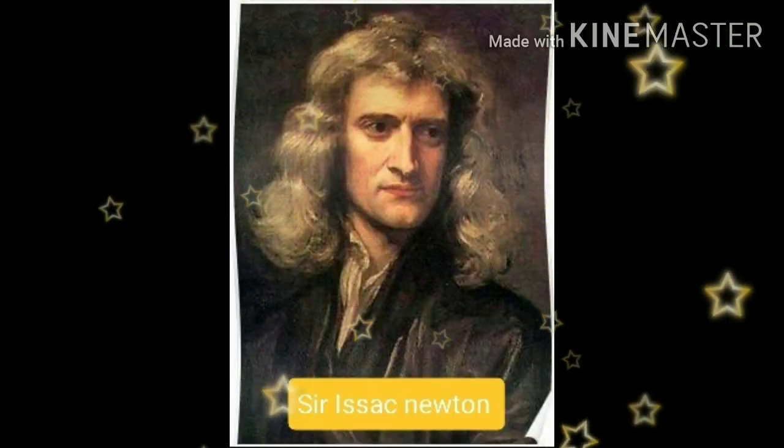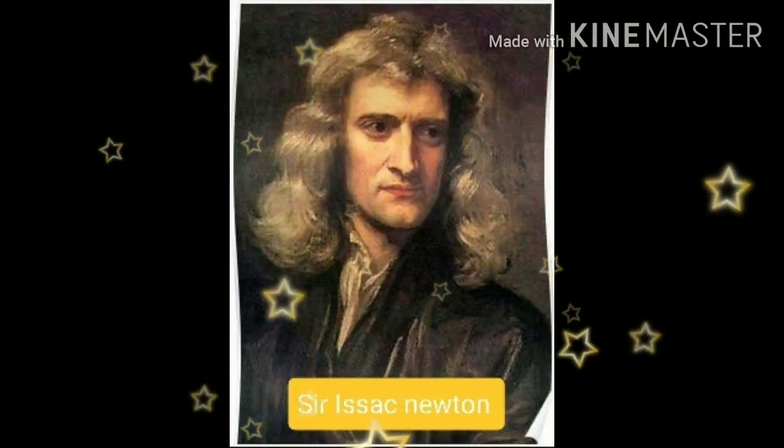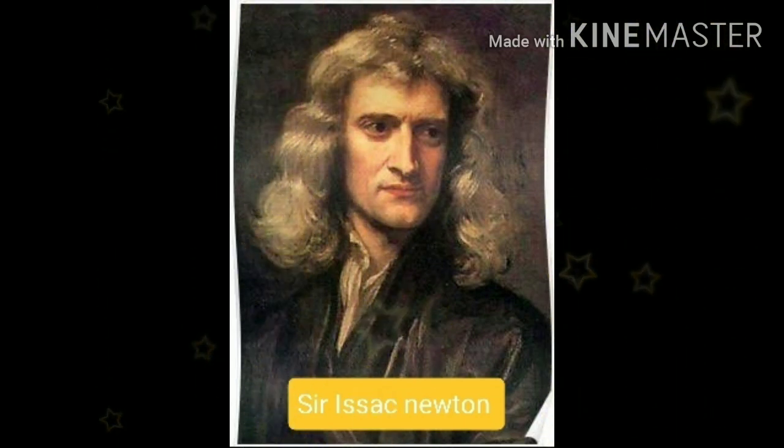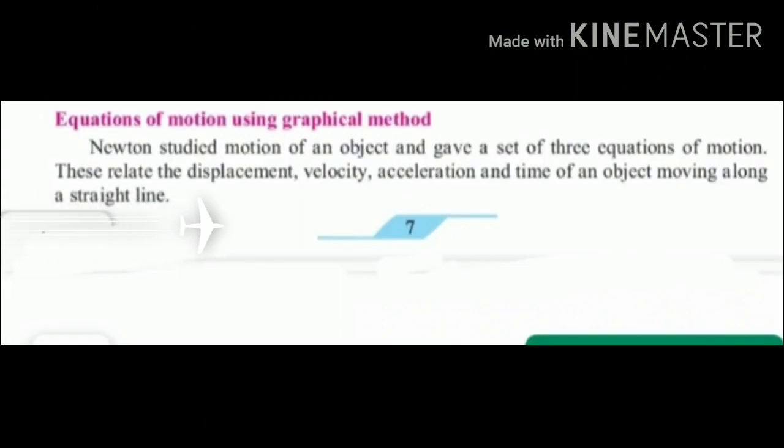A great physicist, Newton, studied motion of an object and gave a set of 3 equations of motion. Those equations are also called kinematical equations. These relate the displacement, velocity, acceleration and time of an object moving along a straight line.